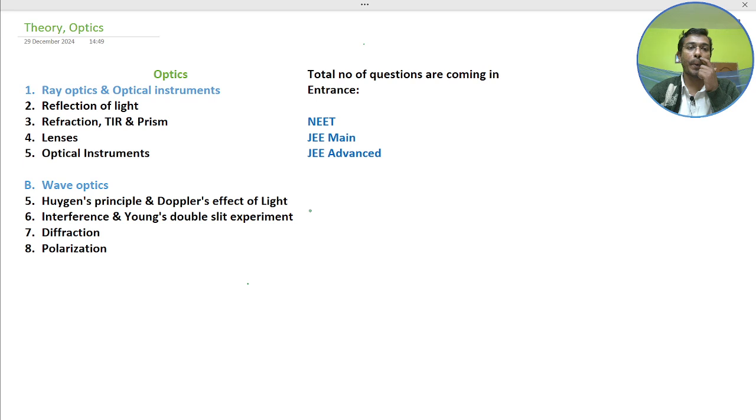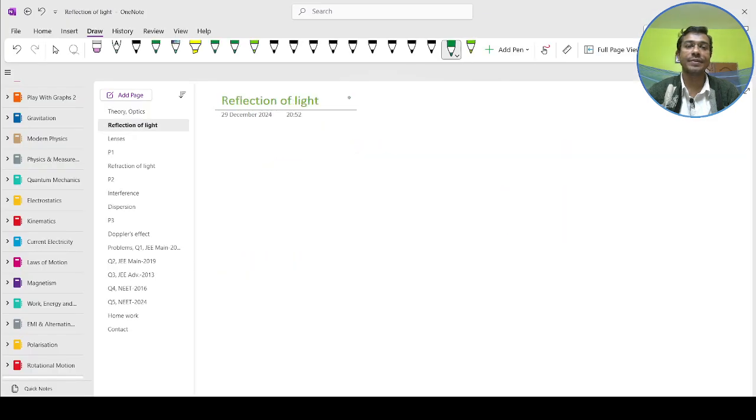So let's get started. Today we'll cover ray optics and optical instruments: reflection of light, refraction, prism, lenses, optical instruments, wave optics, Huygens principle and Doppler's effect of light, interference and Young's double slit experiment, diffraction and polarization. The total number of questions coming in the NEET exam is 3 or 4, in JEE Main 4 or 5, and in JEE Advanced 4 questions. So let's get started with the chapter summary.